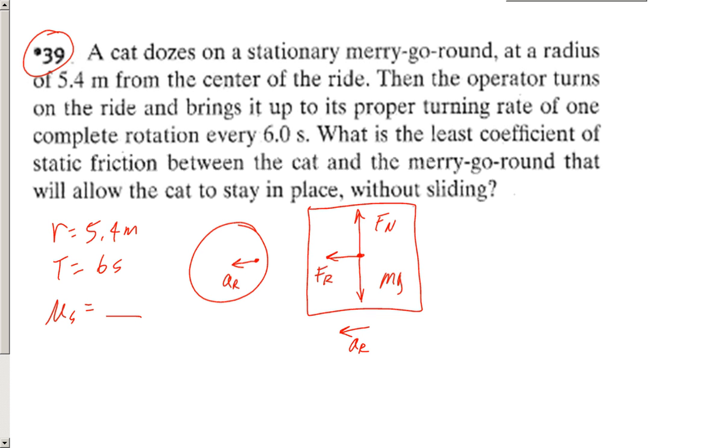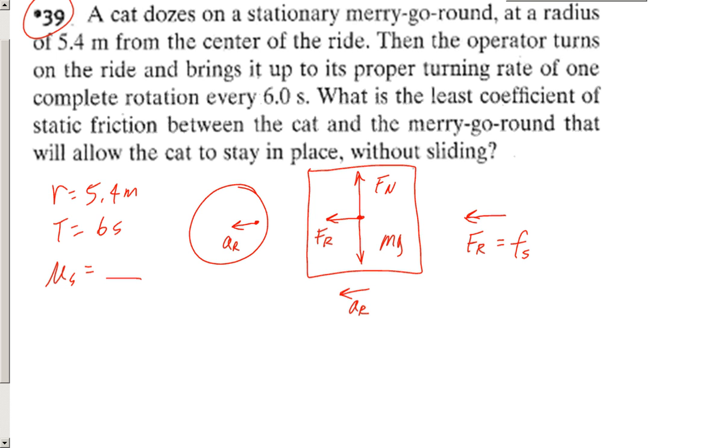Now let's redraw that F_R by itself and realize that there's no such thing as radial force. It has to be supplied by something. It has to be a real force, and that would be a friction force. So this would be a force of static friction. Okay, so let's write F net equals ma, but that's ma radial, of course. And the only force that we have there is F static.